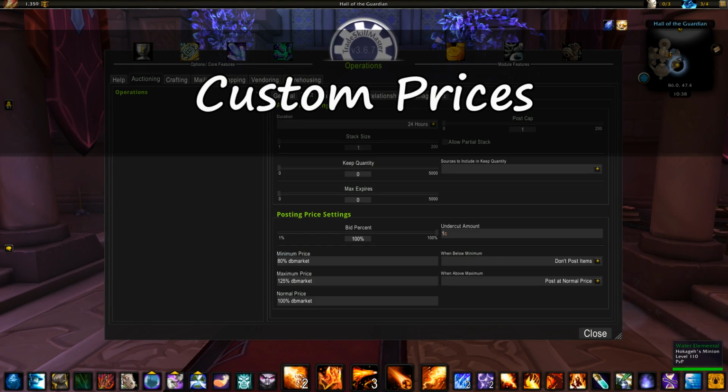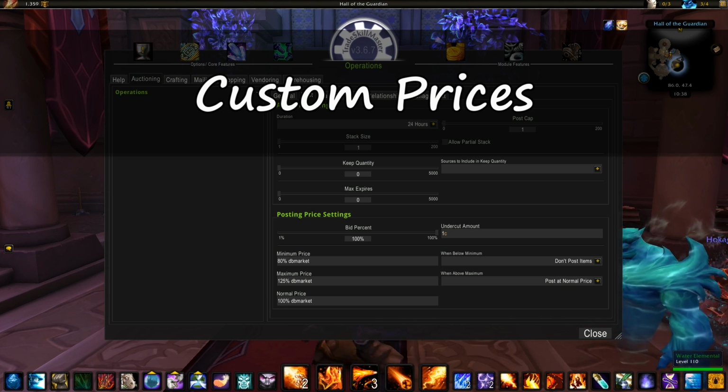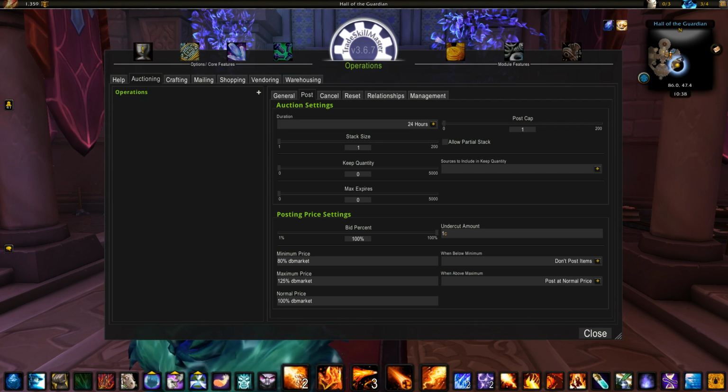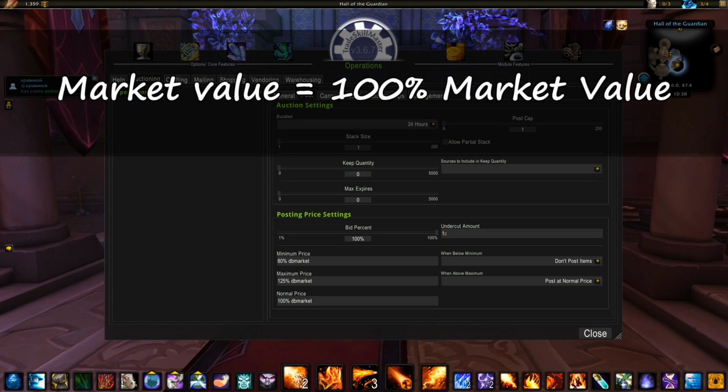All right, so it's time to get into custom pricing, but of course we're going to start with some very simple basic custom prices first, and we'll work into some more creative ones a little later on. So this would be an example of a very basic custom price. The first thing I want to mention is when you're saying 100% of DB market, that's market value. 100% is referencing that value, that normal price range.